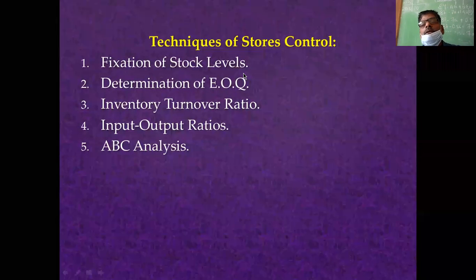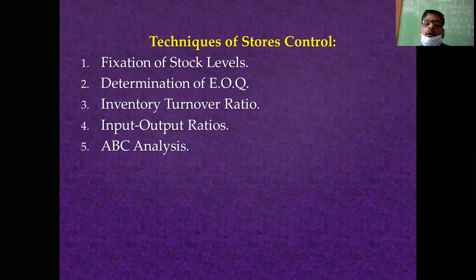Fixation of stock level means you have to fix the levels of stock of your godown. How much you have to stock depends on the levels of stock. That is, what is the maximum quantity you store in the godown? Minimum quantity to be stored. Average quantity to be maintained. Then, what is the danger level of your stock?